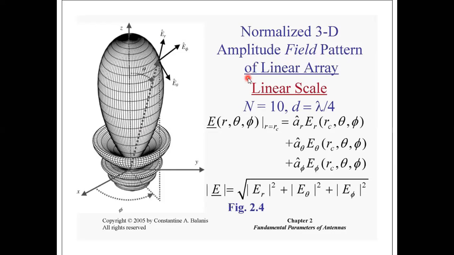So it is the field pattern of a linear array where the number of elements is 10 and the distance between them is lambda by 4. Here the distance and phase play a major role, which I will explain in the third unit. See here, E is a function of r comma theta comma phi. That means E has a component in the r direction, in the theta direction, and also in the phi direction. So the magnitude of vector E is the square root of E r square plus E theta square plus E phi square.